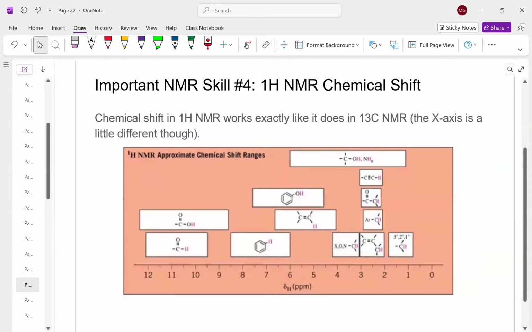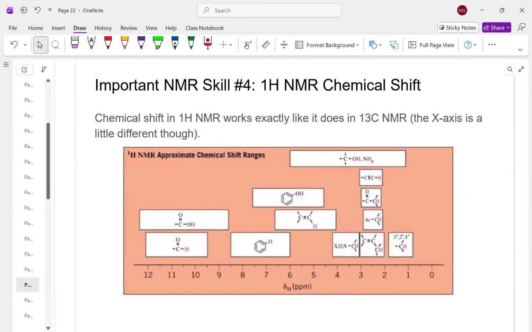All right, so let's get into chemical shift for proton NMR. Now, it's a little bit more complex than carbon NMR, but again, we're going to break it down into regions. And the first kind of region we're going to look at are hydrogens on sp3 hybridized carbons. Now, again, this works the exact same way as chemical shift does in carbon NMR.